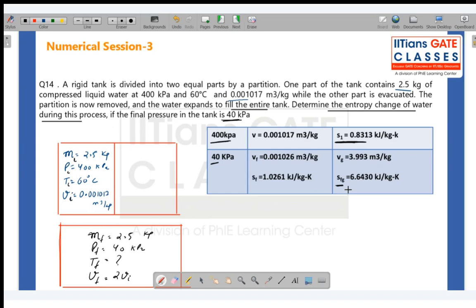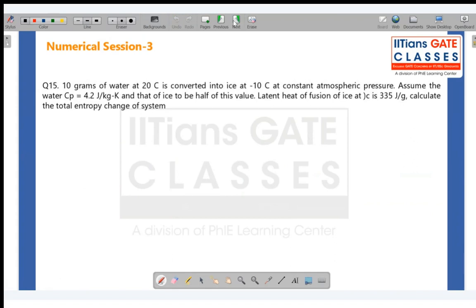Otherwise, we can skip this question because I usually take it in mechanical classes. Do you have an understanding of this concept, sfg, which is sg minus sf, the entropy of saturated gas minus the entropy of saturated fluid? No? Okay, then we can leave this question and move to the next question. This I usually take for mechanical classes.